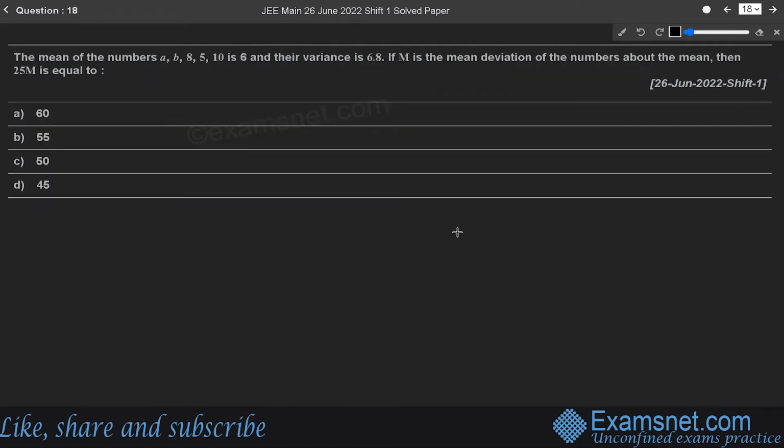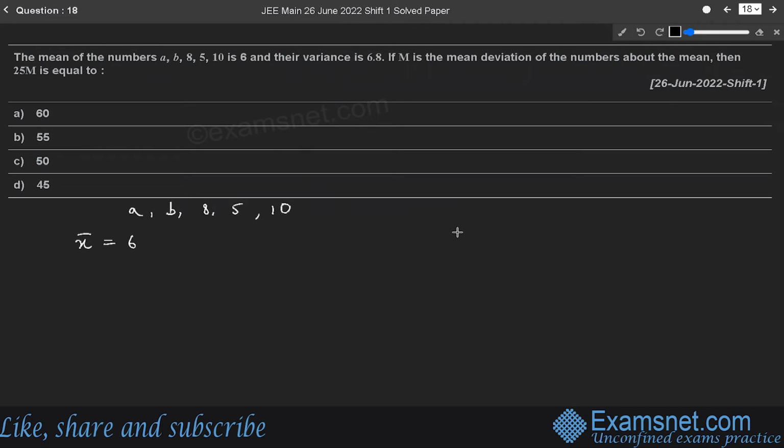Next question is: the mean of the numbers A, B, 8, 5, 10 is 6 and their variance is 6.8. If M is the mean deviation of the numbers about the mean, then 25M is equal to. Here the numbers are given, which are A, B, 8, 5 and 10. And the mean is given, which is X bar. X bar is equal to 6. Also, the variance is given, which is 6.8.